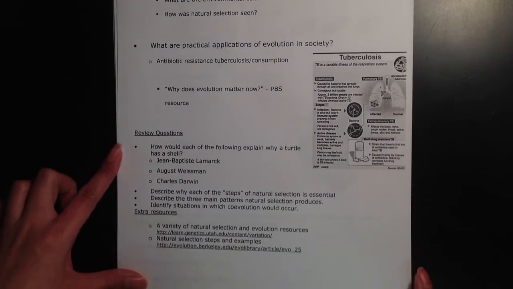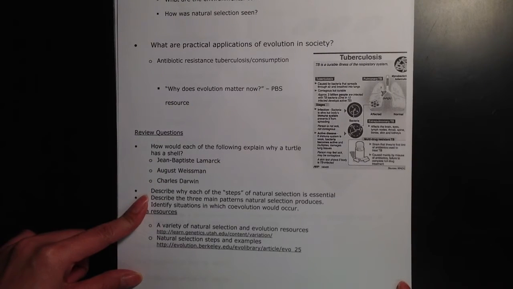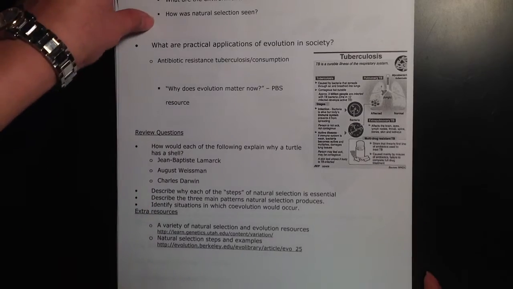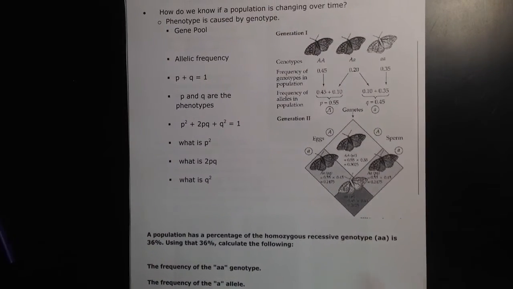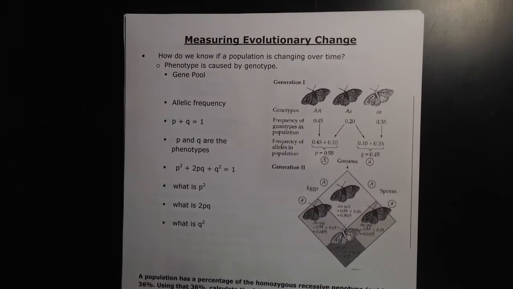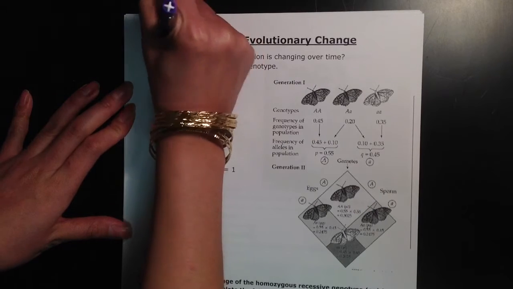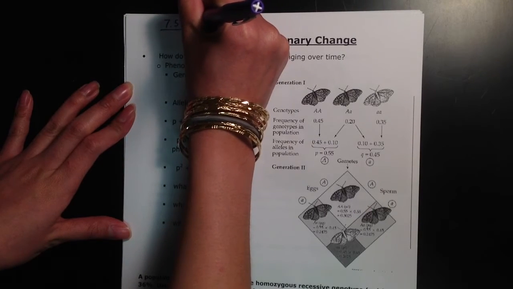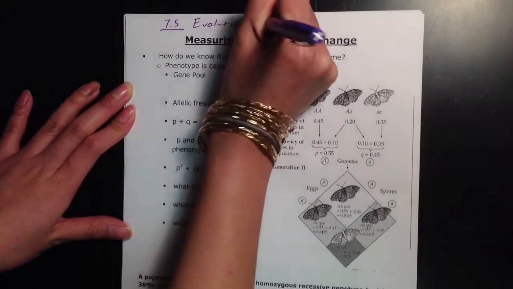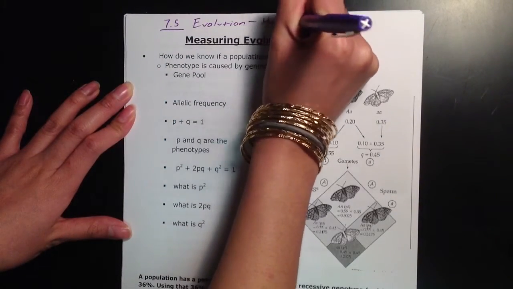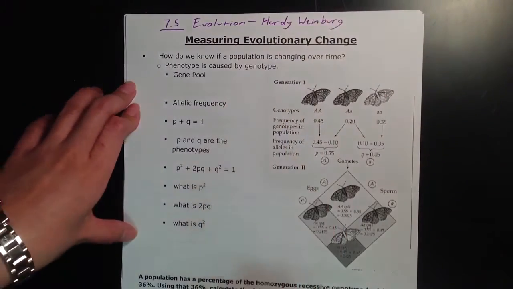Also take some time to do the review questions and to look at these and use your textbook as a resource. But today our focus is going to be on measuring evolutionary change. And this is technically section 7.5 of our notes. And we're really going to focus on evolution by using the Hardy-Weinberg laws and equation.